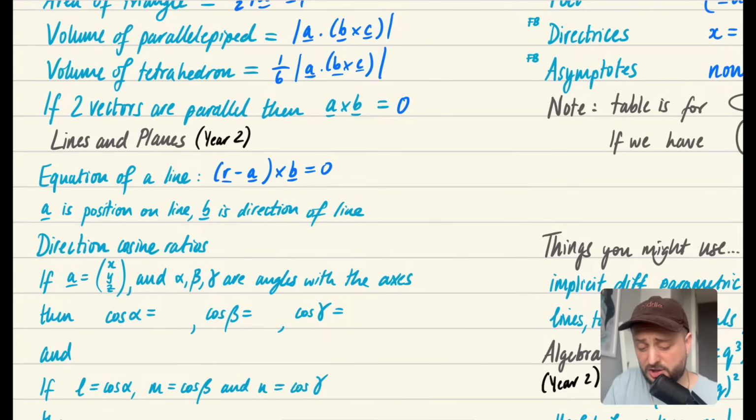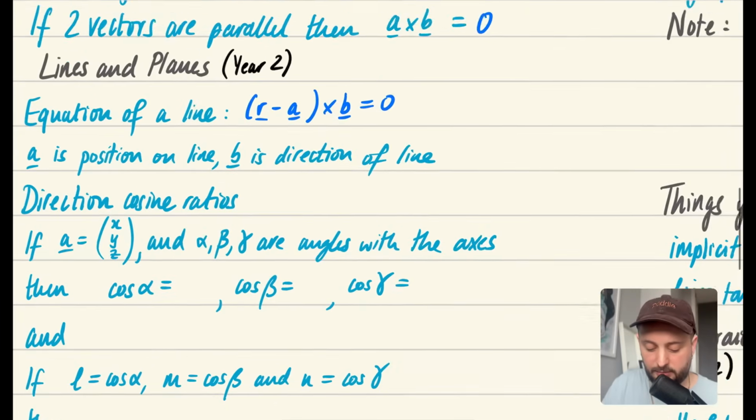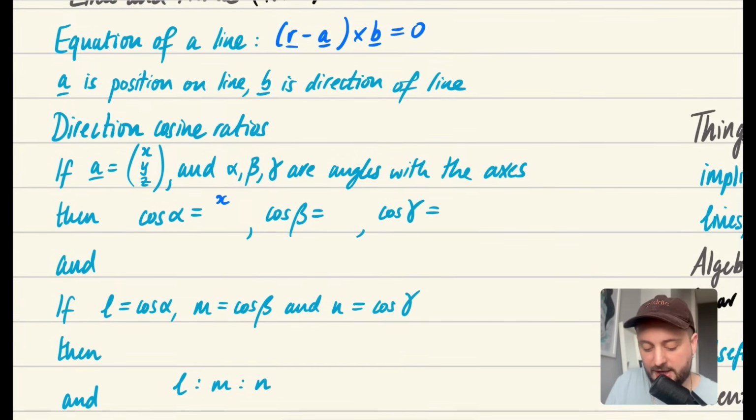Geometrically, I show this in a video, but the cos of alpha is just x over the magnitude of that vector. The cos of beta is the y component over the magnitude of the vector, and cos gamma is z over the magnitude. And then what we know is that if you take these three things, you can square them and add them, and they equal 1. You can prove that to yourself by actually squaring these things and adding them, and you will see why it is equal to 1.